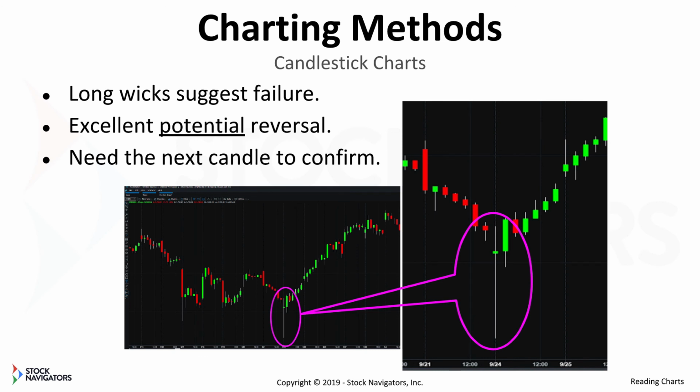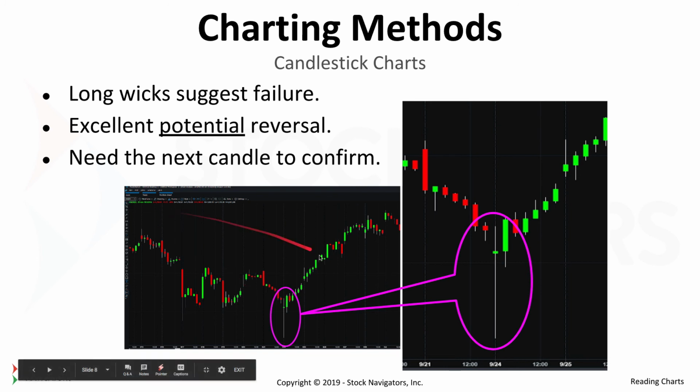Now, if you have a really long wick like this, that suggests failure of, in this case, the sellers to push the price down. That's because during this period of time, and I think this is a 60-minute chart, for that one hour, sellers tried to push the price down, down, down. They pushed it down as hard as they could, and they just couldn't hold it. Before the hour was up, buyers had shoved the price all the way back up again.